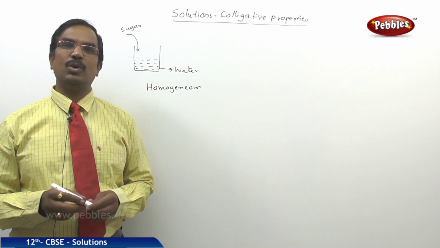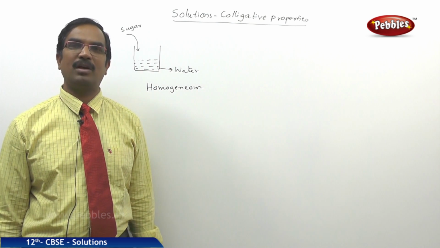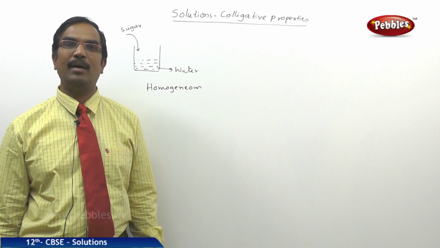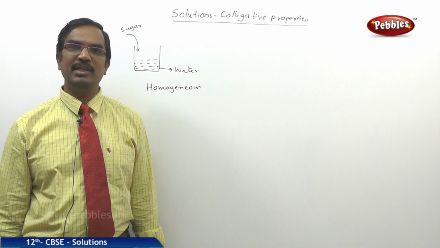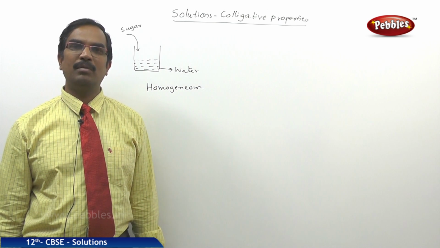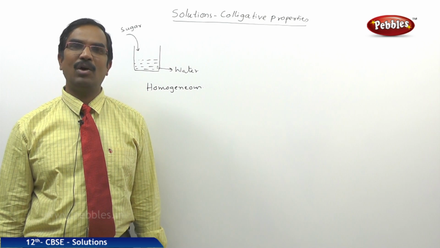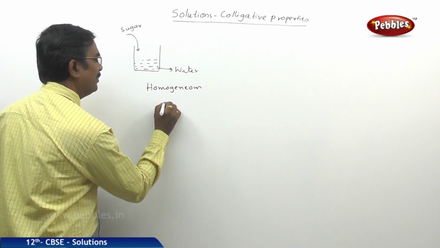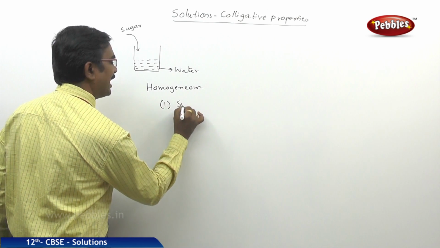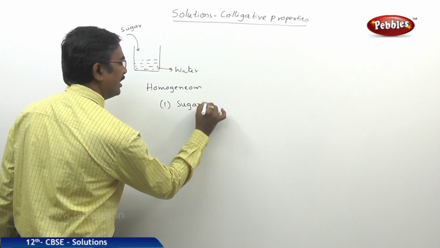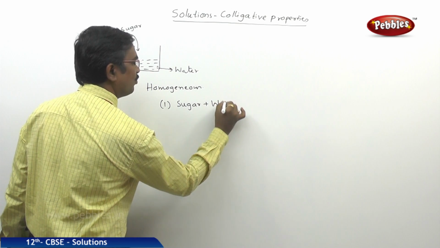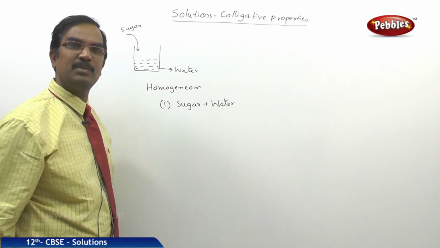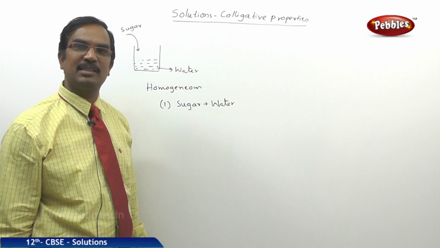That means we can say a solution is a homogeneous mixture of two or more components. A homogeneous mixture of two or more components is generally called a solution. So in this particular example, we have mixed the first component, sugar, and the second component, water. That means this mixture will form a homogeneous mixture.